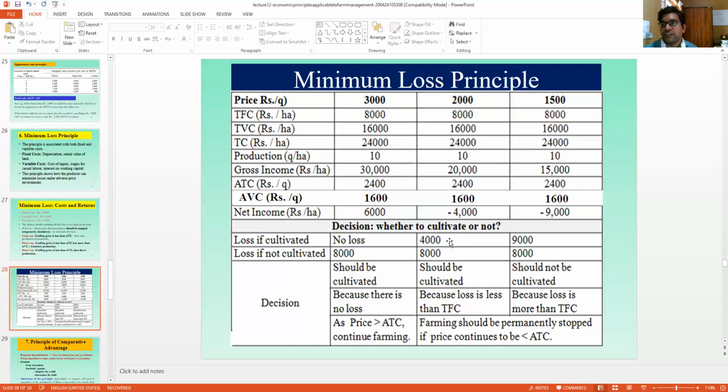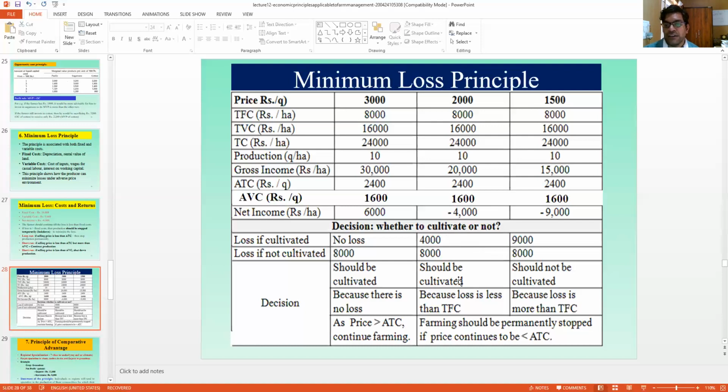Now, in the second case, the farmer is getting a negative net income, minus 4,000. What is the total fixed cost? It is TFC. Total fixed cost is 8,000. So, if the farmer is cultivating, what will he do? If he is cultivating, he'll be getting a loss of 4,000 rupees. But if he is not cultivating, he'll be getting a loss of 8,000 rupees, because total fixed cost is more than the loss. So TFC is more than the loss. So at least in the short run, the farmer should cultivate.